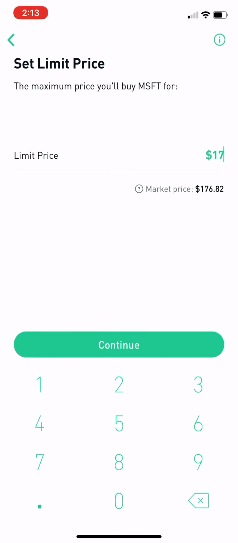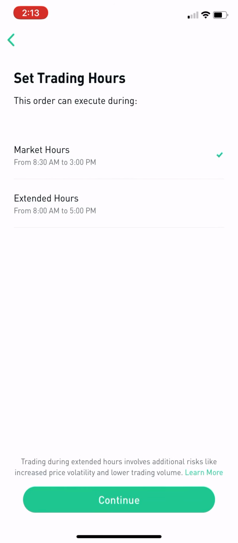Let's say we only want to buy Apple if it's at $175 per share, if and only if. So it can't buy at any higher price, but it can only buy it at that price or a little bit lower price. So let's say you want to buy a stock and you don't want to buy it for a higher price than, let's say Microsoft, you don't want to buy for higher than $175. You'd simply type 175, click continue, and here you get to choose either market hours or extended hours.